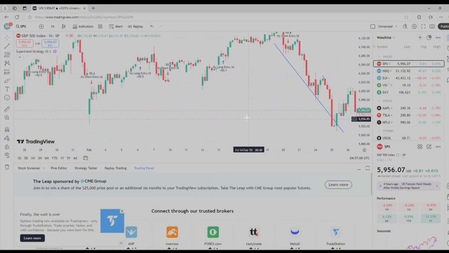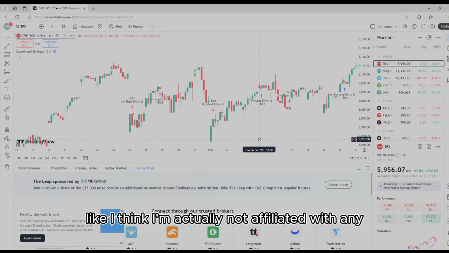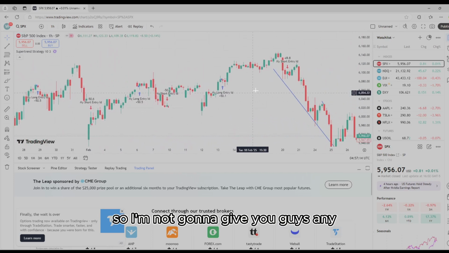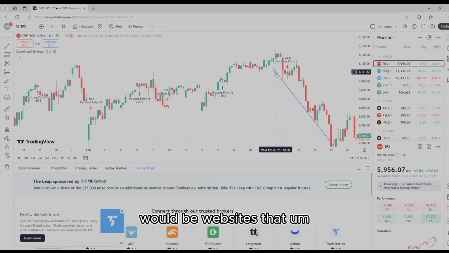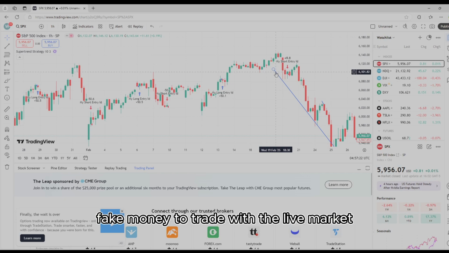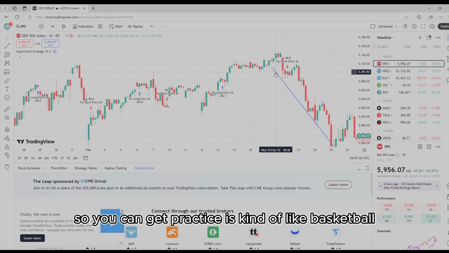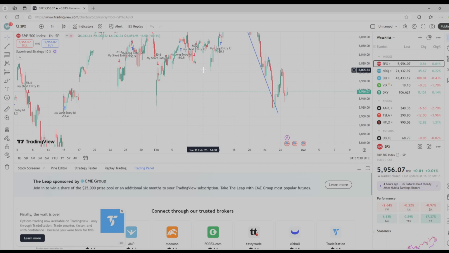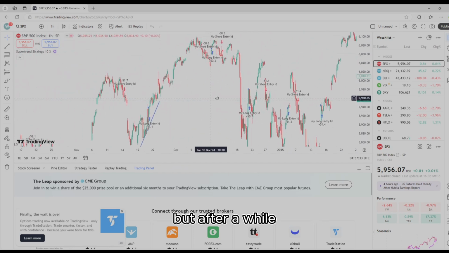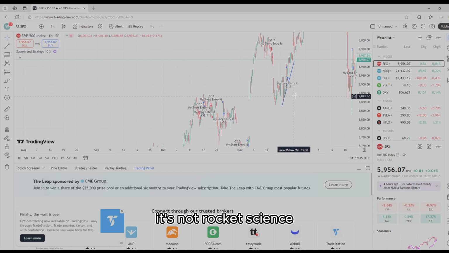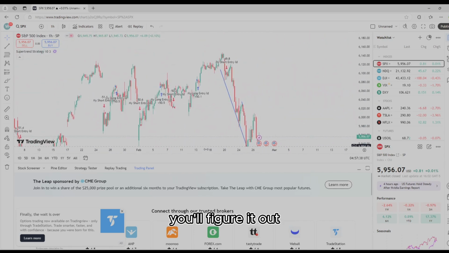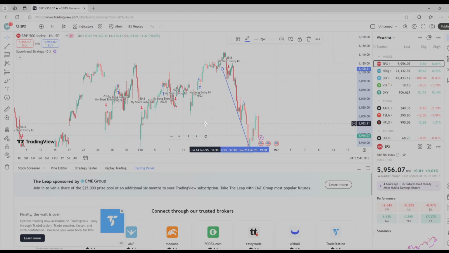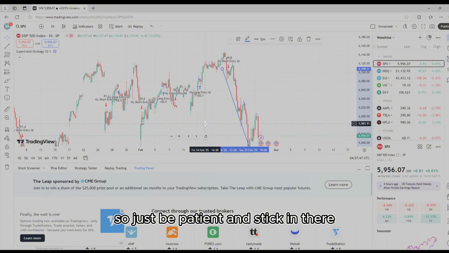I've been trading for a couple years now, and this is all stuff that comes with practice. There are a lot of good websites. I'm actually not affiliated with any, so I'm not going to give you guys any, but you can find them yourselves. There are websites that basically give you fake money to trade with the live market so you can get practice. It's kind of like basketball, repetition makes your skill better. It takes patience and time, but after a while, it's not rocket science. You'll figure it out. It took me years to become actually profitable. So just be patient and stick in there.